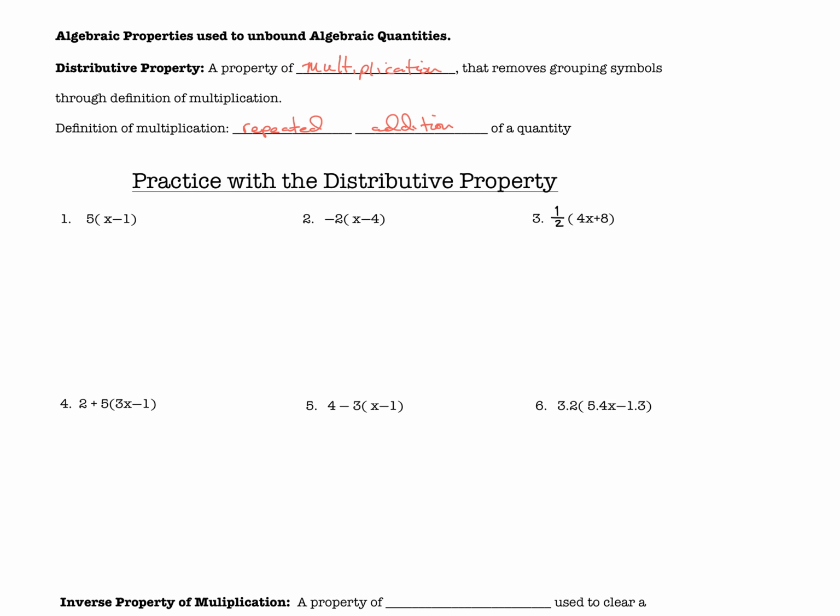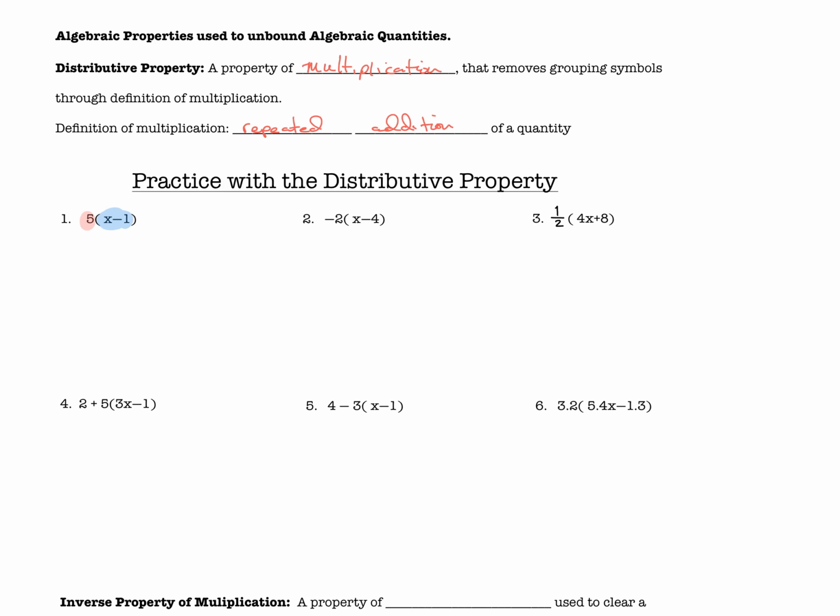Number one says 5 times the quantity. Why am I saying the word quantity? Because I have a grouping symbol, and quantities are represented by parentheses, so algebraic quantities. So 5 times the quantity of x minus 1. What I am now saying is that this 5 right there is telling me that I need to take this group and add it to itself 5 times.